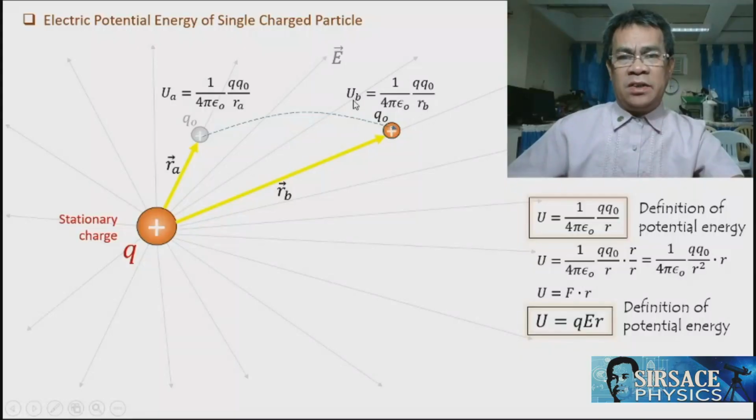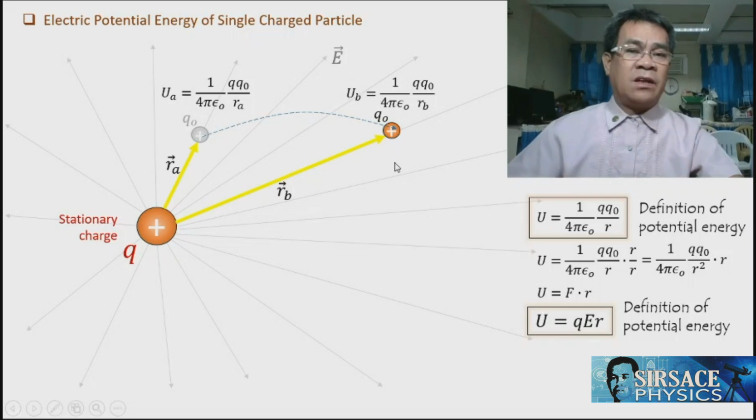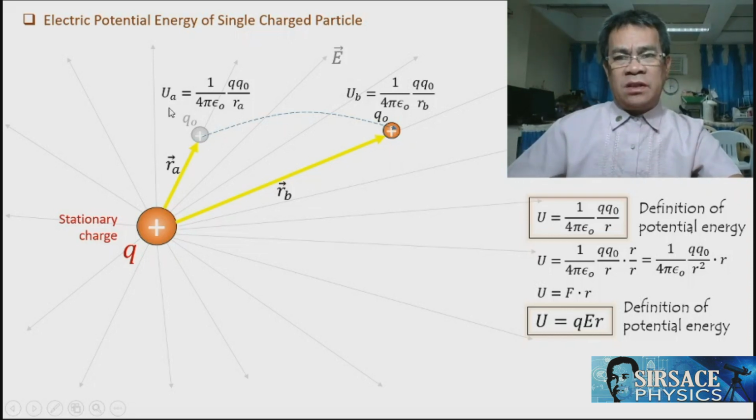Now remember that the energy keeps on decreasing as R increases, because this is inversely proportional. The greater R, the smaller the energy. If you move closer to the charge, the energy keeps on increasing. So when you compare the two energies, the initial is greater in magnitude compared to the final energy. So very simple.